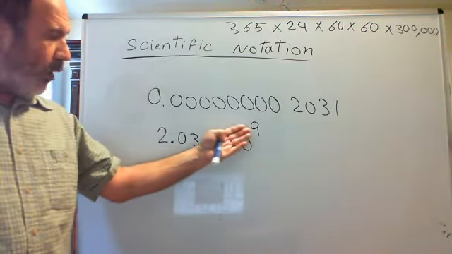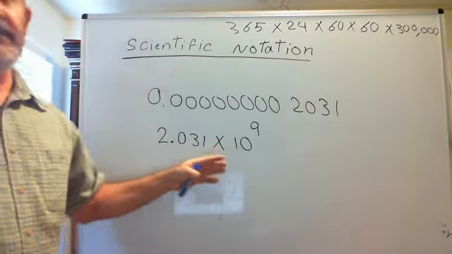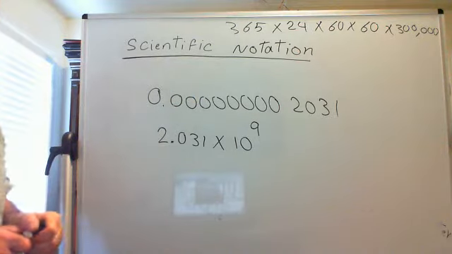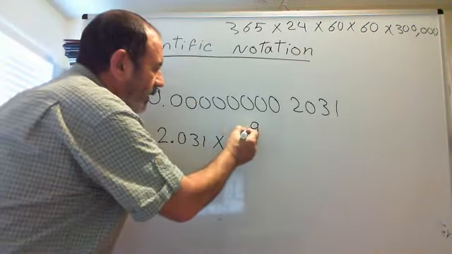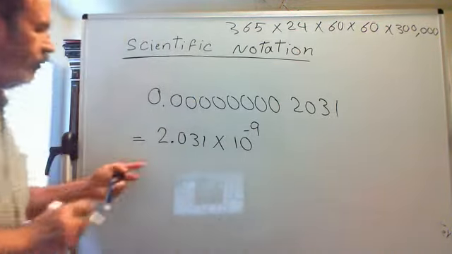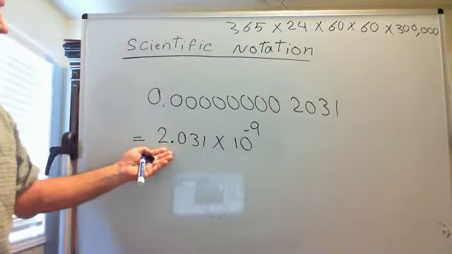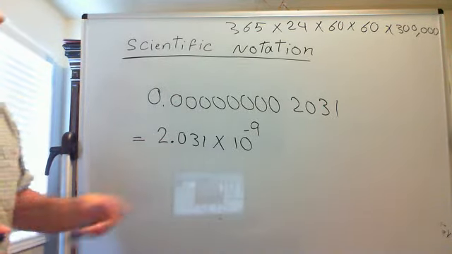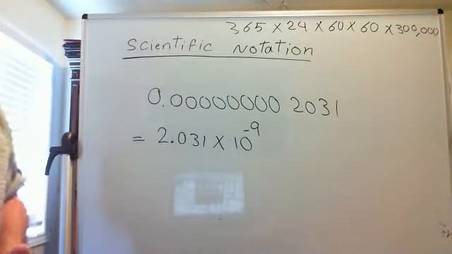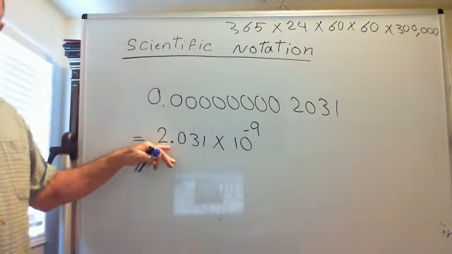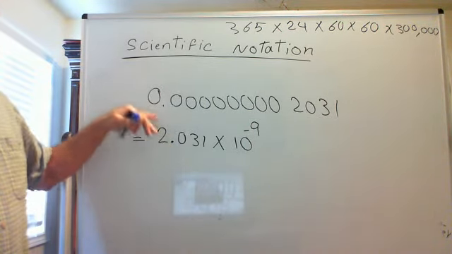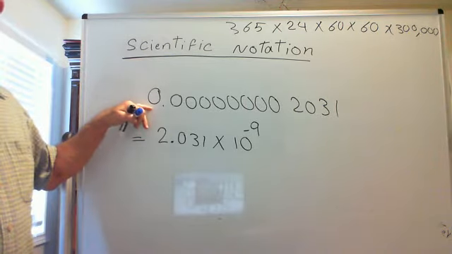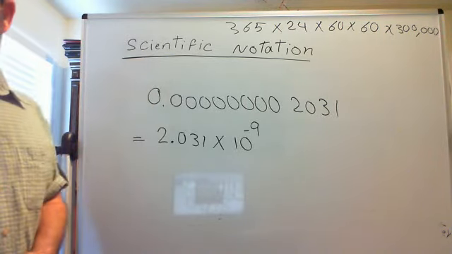If I leave it at positive, I should move it to the right, which is not going to go back to the original number. So I should put a negative sign here. So it is 2.031, or 2 and 31 thousandths, multiplied by 10 to the power of negative 9. This is the exponent, the scientific notation format of this standard format or decimal format of the number.